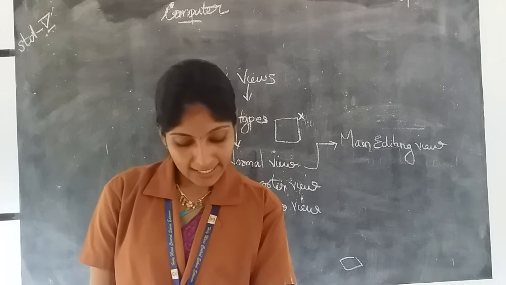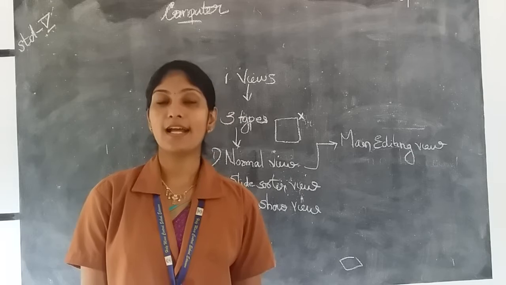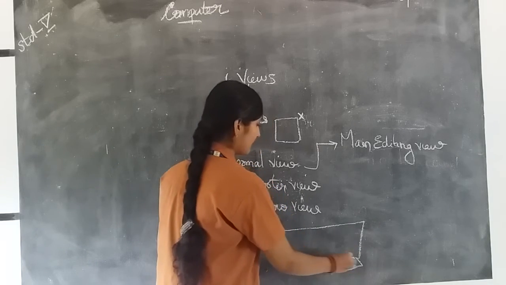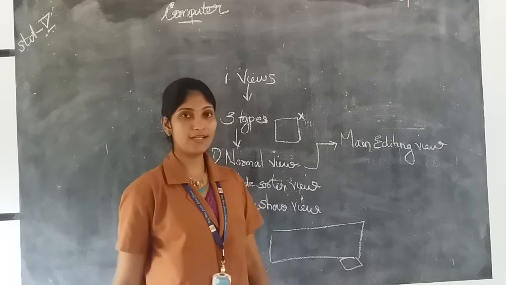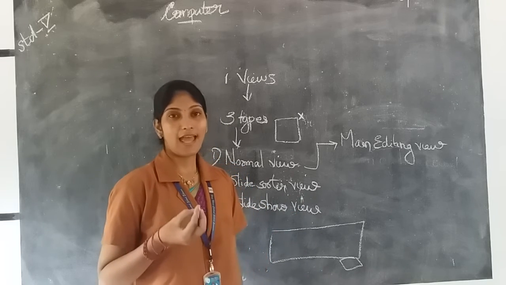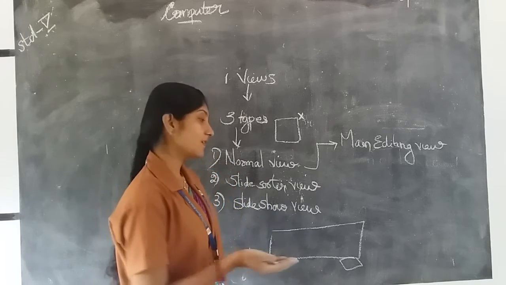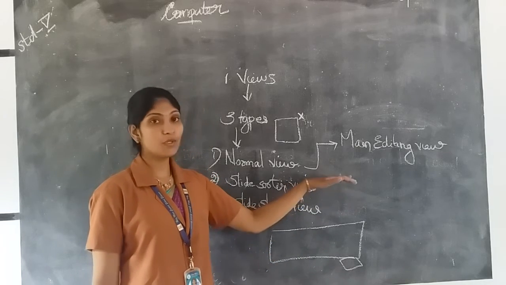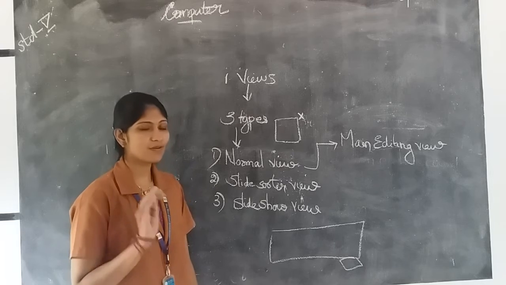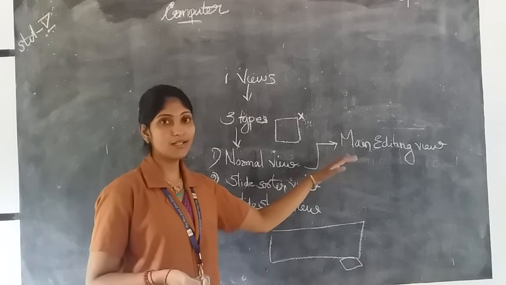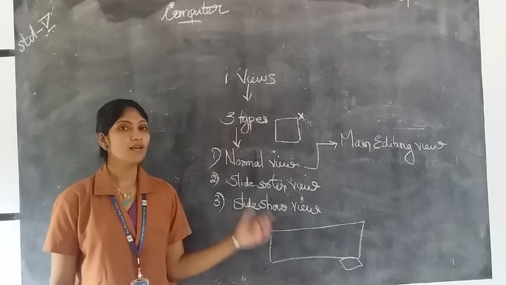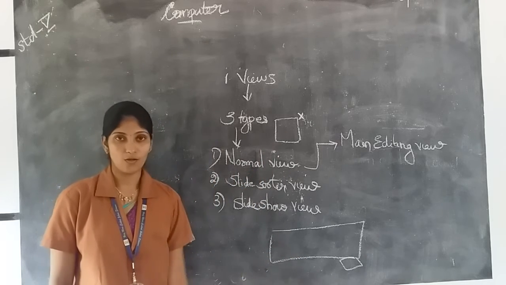So next is at the bottom side. At the bottom side, you can see there are some spaces on it. That means you can add notes related to the subjects which you included in the slide. That means writing notes related to your presentation topic. Writing notes. So first one is normal view.